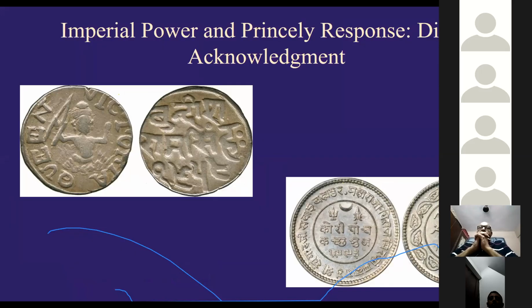So how the princes then negotiate these relationships is a very interesting aspect. And then you can see that reflected in coins as well. For a lot of princely states, the relationship between imperial power and the response that the princes gave was a direct acknowledgement of the imperial power. So coins were struck bearing the name of both the monarchs. So we have an example of the rupee of Bundi, which is struck in the name of Ram Singh, who was the local Maharaja, but also in the name of Queen Victoria.